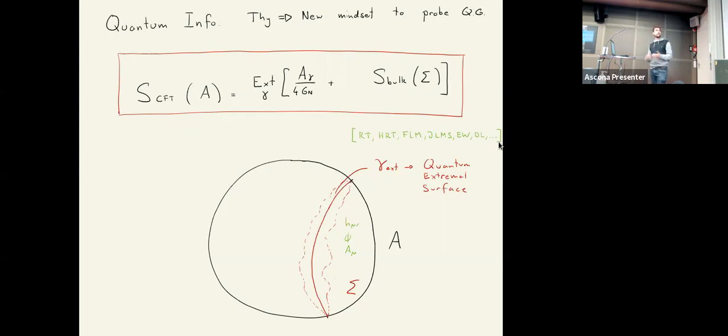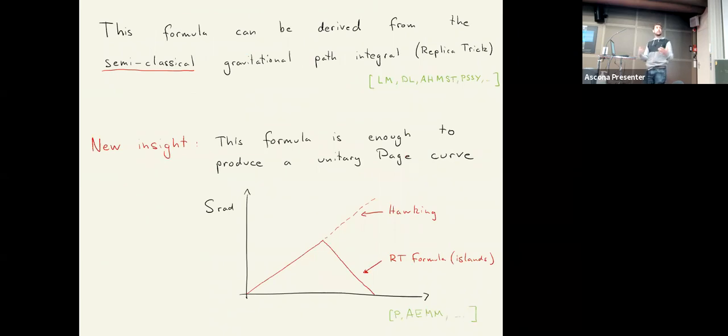Okay, so this has really been the star player in this program. And this formula, you can derive it just thanks to the semi-classical gravitational Euclidean path integral using the replica trick. And this was first done by Lewkowycz and Maldacena, and I'm not going to review it here today, but basically what you do is you do the replica trick on the boundary, you extend that into the bulk, you look for a smooth solution, and then you take the limit n goes to 1, and you work a little bit, and you produce this formula that I had on the previous page.